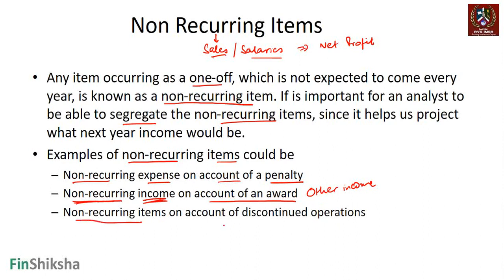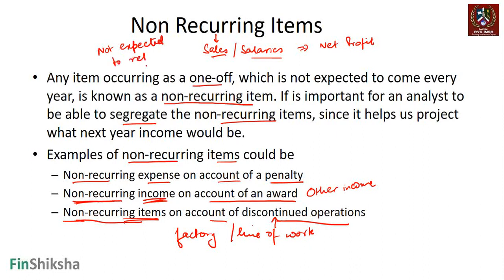Then there could be non-recurring items on account of discontinued operations, right? There could be a factory or a line of work that the company may have just discontinued. The company might be selling, let's say, t-shirts and trousers, and this year they've just discontinued the operations of selling t-shirts. In which case, whatever money you get from the discontinued operations in this particular year will be treated as non-recurring items, because that's not going to repeat itself next year because the business itself has been discontinued, right? So practically any item that is not expected to repeat itself is going to be clubbed as a non-recurring item.